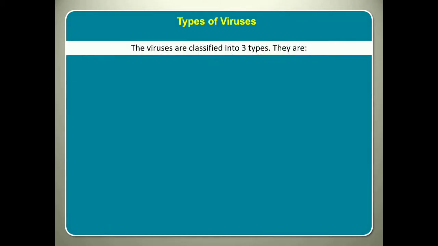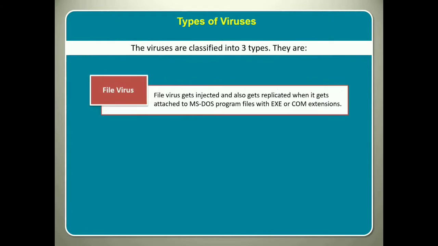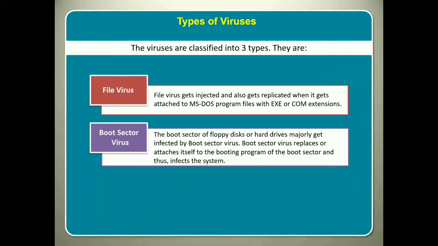The viruses are classified into 3 types. They are file virus. A file virus gets injected and also gets replicated when it gets attached to MS-DOS program files with EXE or COM extensions. Boot sector virus. The boot sector of floppy disks or hard drives majorly gets infected by the boot sector virus. A boot sector virus replaces or attaches itself to the booting program of the boot sector and thus infects the system.